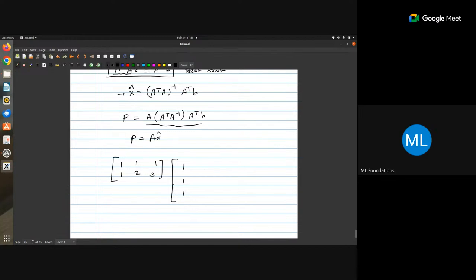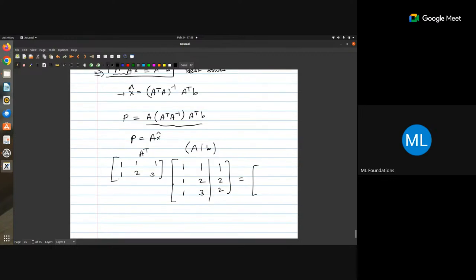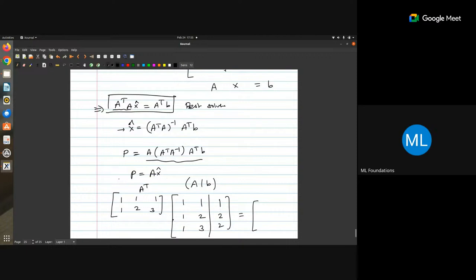It's 1, 1, 1, 1, 2, 3, and this will give me the values. So this is basically A augmented with B, and this is A transpose. This will give me A transpose A, and that is actually directly giving me X hat.